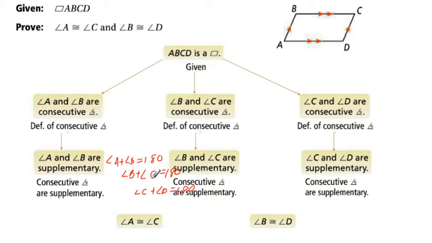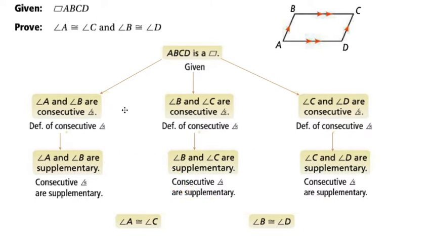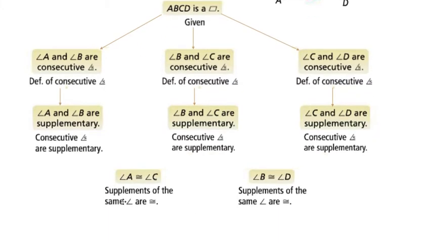So we know A and C have to be congruent because they're supplementary to the same angle, so they must be the same. And that's exactly what our reasoning is for that. Okay, so let me just erase that a little bit. And so our reasoning for that, angle A is congruent to angle C because it's a supplement of the same angle, and it's the same for B and D.